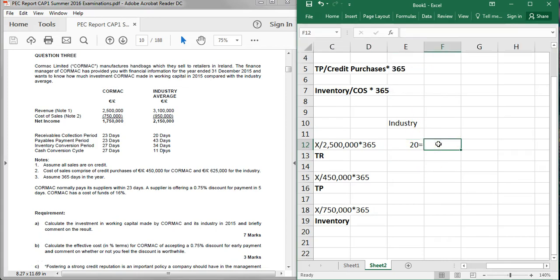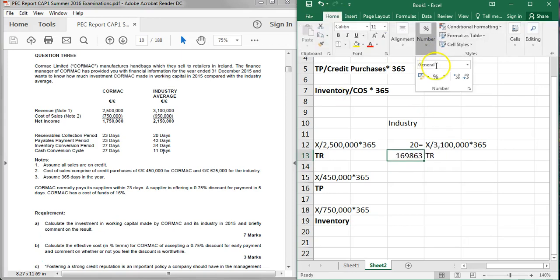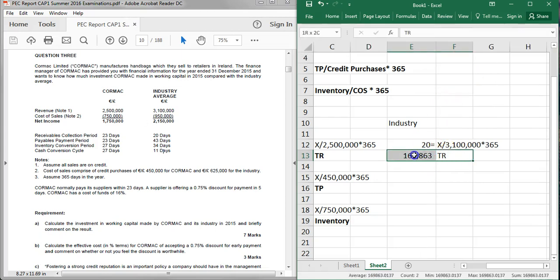And we know that formula is gotten by trade receivables over 3.1 million. Because be careful now, you're using the industry average revenue times 365. So your trade receivables then you can back into by saying it's 20 times 3.1 million divided by 365. So it's about 169,000. 169,000 for trade receivables for the industry average. All right. So we'll just repeat it for the other two.